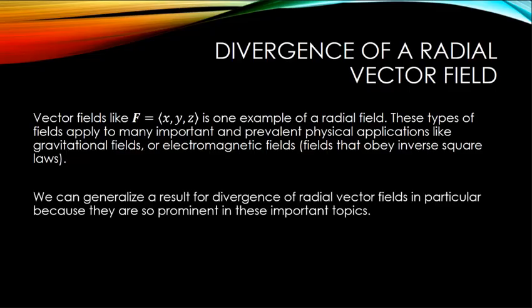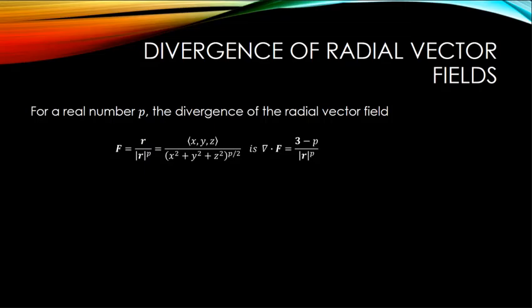We can generalize a result for divergence of radial vector fields in particular because they are so prominent in these important topics. So for a real number p, the divergence of the radial vector field f given by the vector r divided by the magnitude of r raised to the p power is equal to a vector with components x, y, z divided by the quantity x squared plus y squared plus z squared raised to the p over 2 power. This divergence is given by del dot f, which is equal to 3 minus p over the magnitude of r raised to the p power.